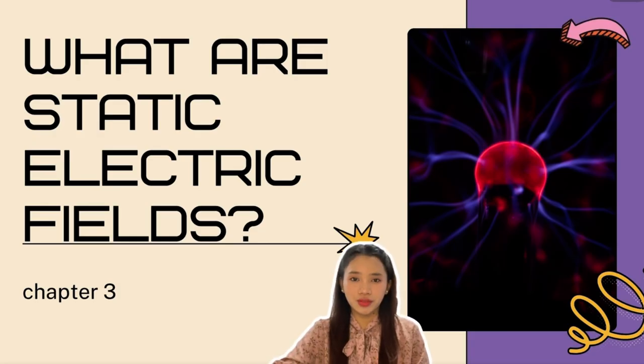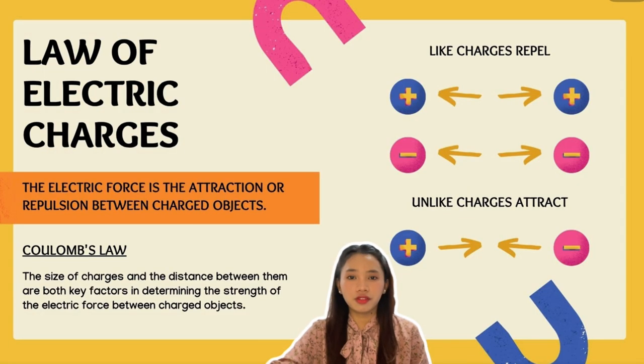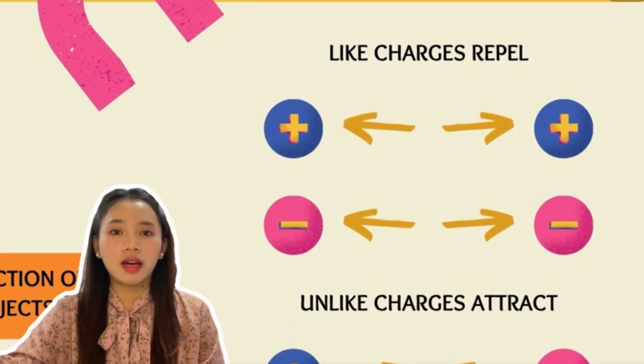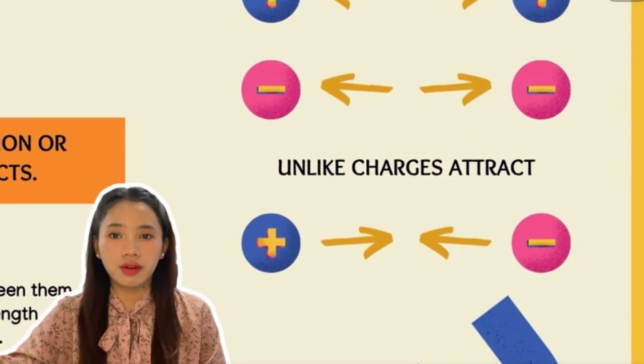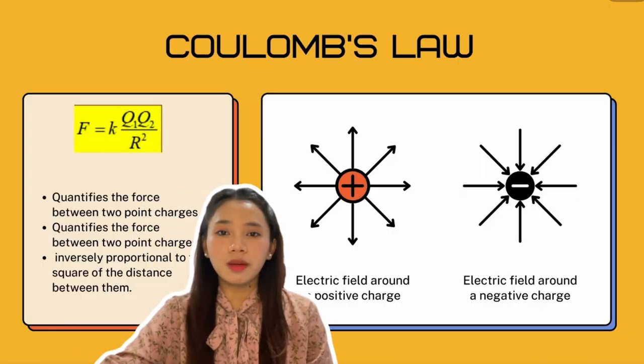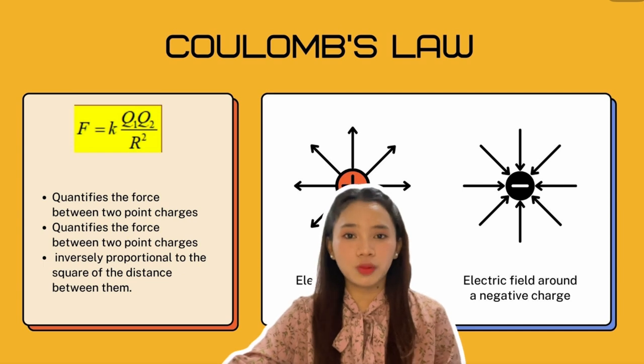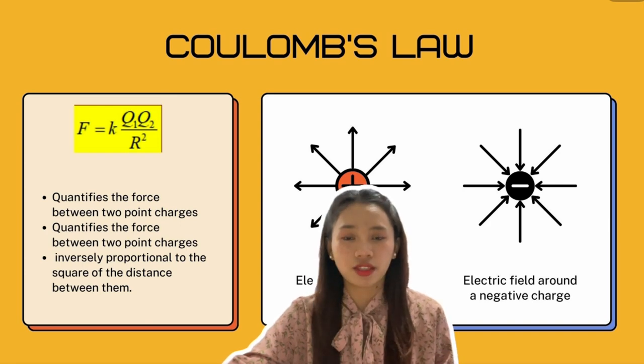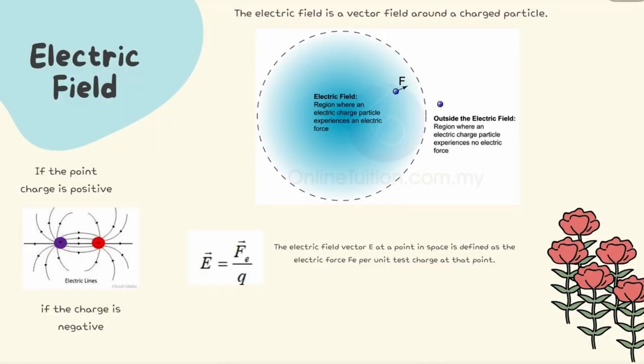Moving to static electric fields, these are the simple fields created by stationary electric charges. They describe the force experienced by other charges nearby. The law of electric charge says that the same charges will repel and opposite charges will attract. Specifically, Coulomb's law states that the electric force between two point charges is inversely proportional to the square of the distance between them and directly proportional to the product of their charges, as shown in the formula.